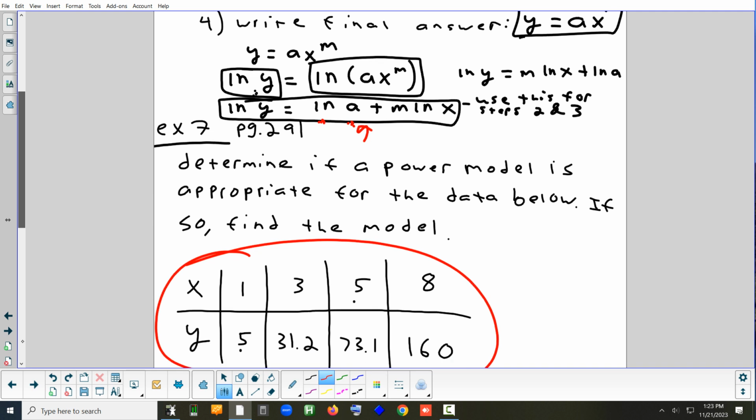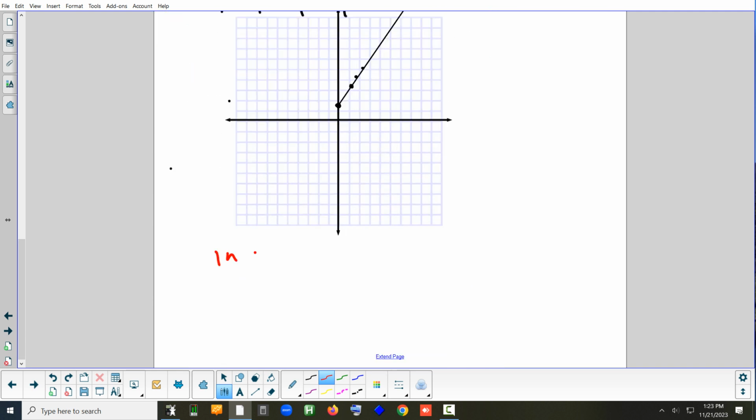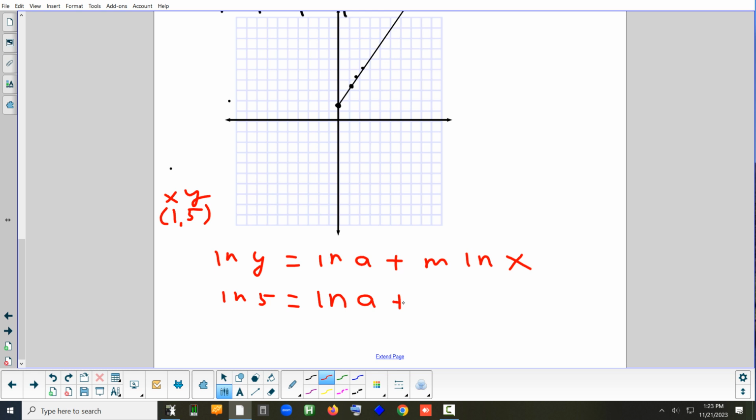ln y equals ln A plus m ln x. And we're plugging in the point 1, 5. That's x, that's y. So let's do it. ln 5 equals ln A plus m ln 1. Now normally this would be a problem because you have 2 variables.